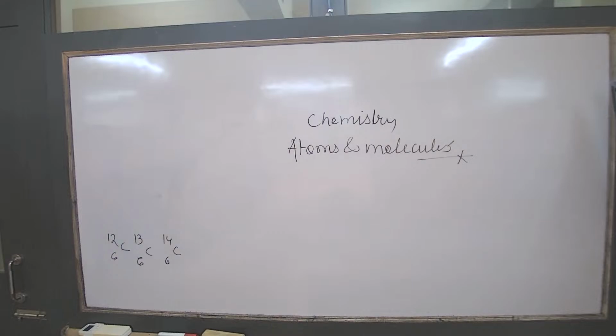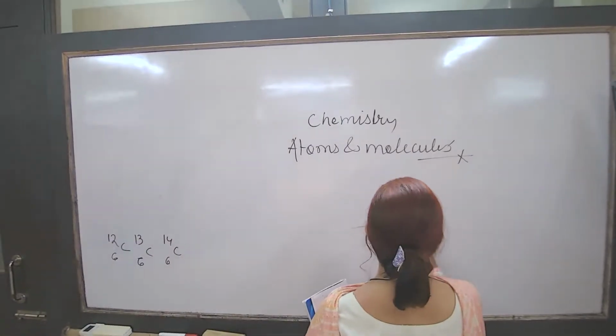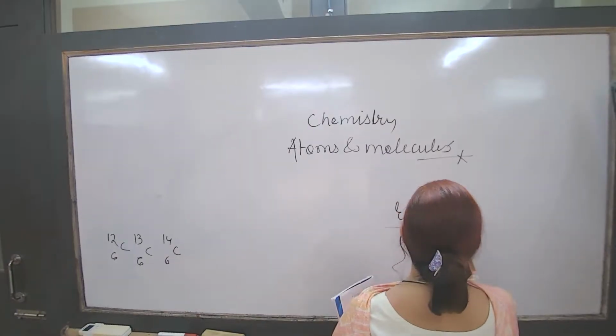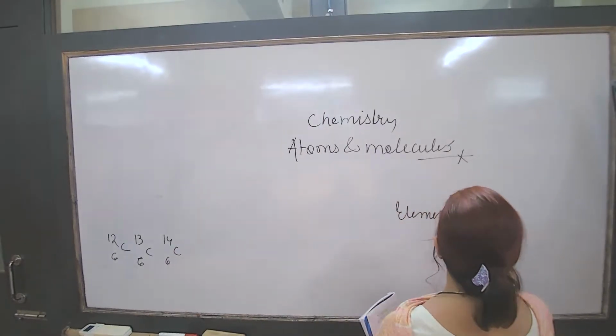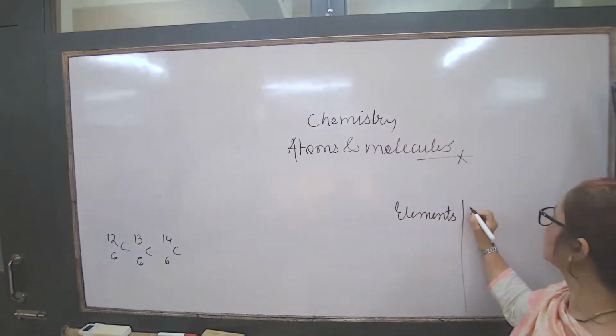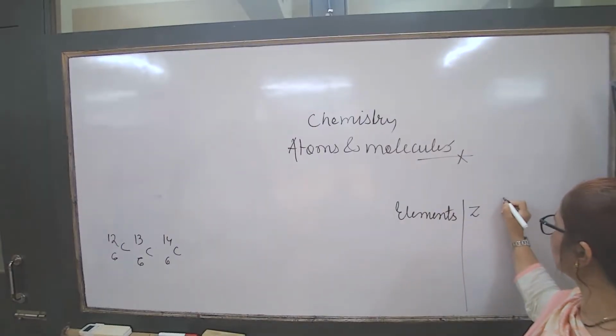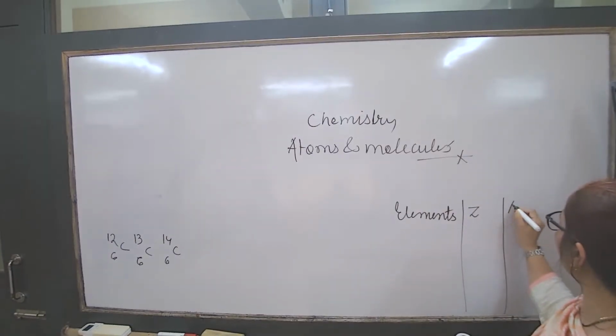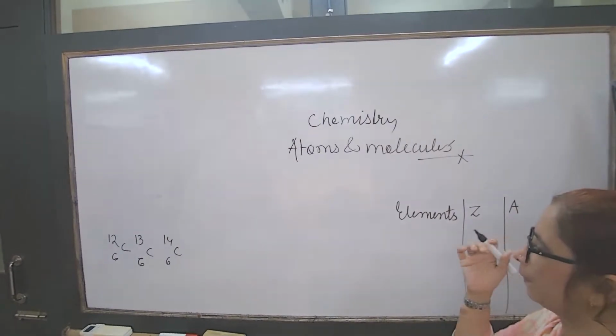Come on, open your book, your notebook. Make a table with 3 columns: element, atomic number and atomic mass. I will give you the elements. Write down the atomic number, the symbol or notation, and you have to write the atomic masses of those elements.